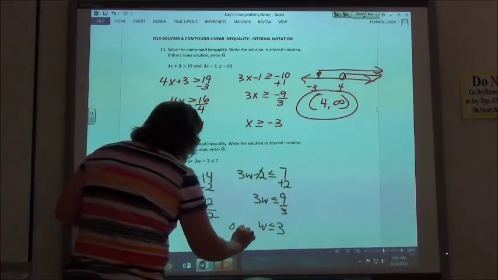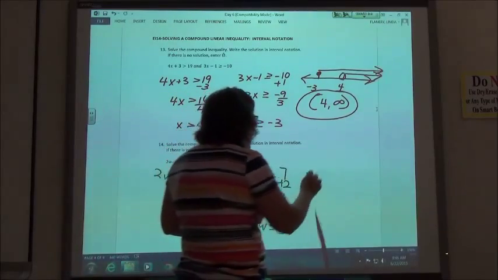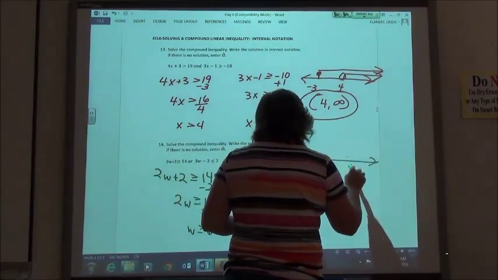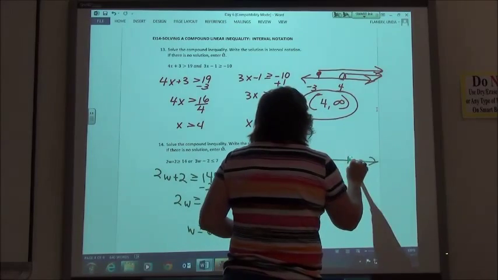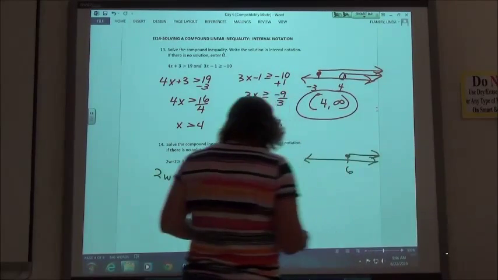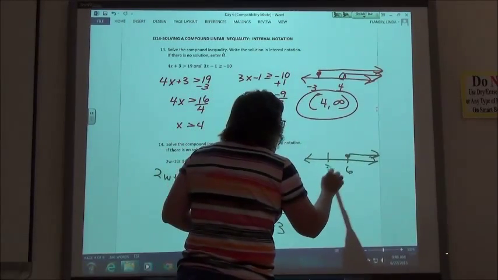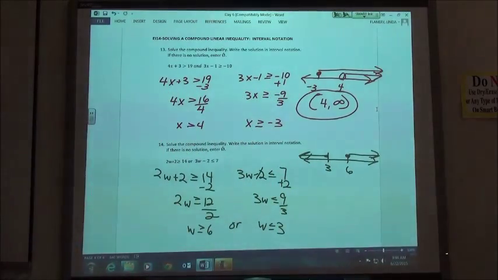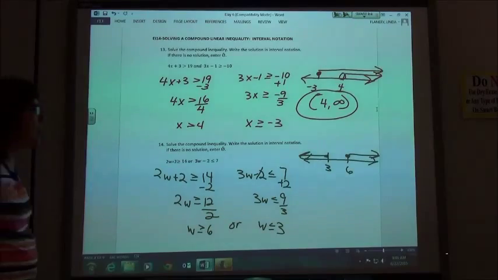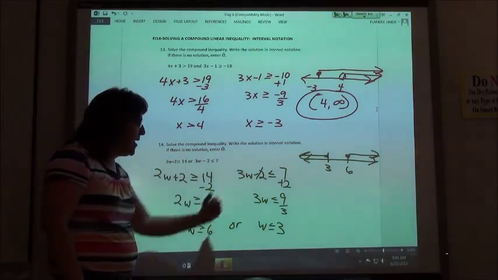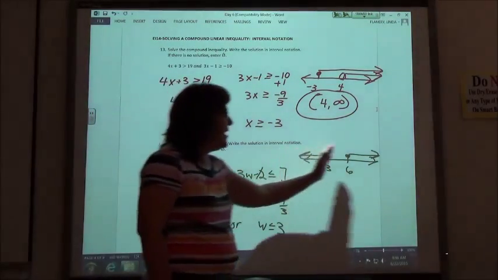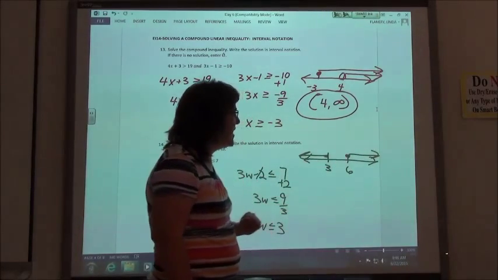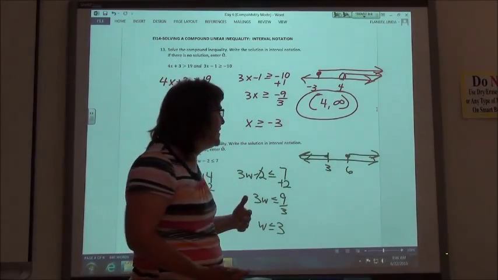So this one's an or. Means it can be in either set. So I am greater than or equal to 6. I'm going this way. I'm less than or equal to 3. I'm going this way. Both of them have the filled in dots because they both have the or equal to. So I want to write that I'm in this set or this set. Anything that got shaded in either section is part of my answer since it's an or.